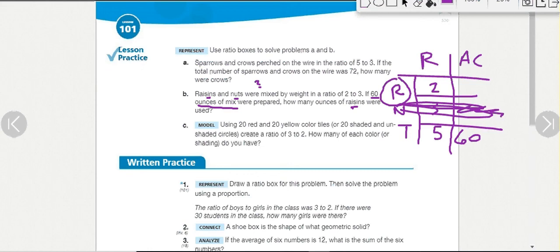So I have 2 over 5 is, let's say, R over 60. And I'll rewrite it over here. 2 over 5 is R over 60. Cross multiply and set equal. 120 is 5R. Divide the 120 by 5 to get rid of the 5 and tell me what R is. 5 into 120 fits 24 times, I think. I think R would be 24.